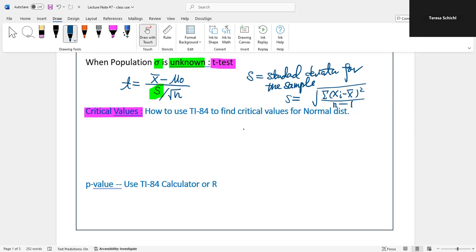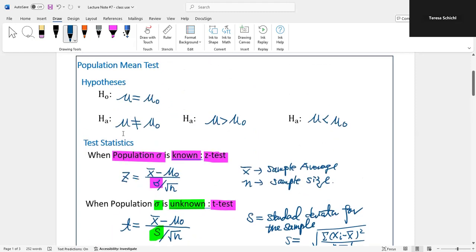So how do we use the critical values here? For any given alpha value, how do I find the critical value? It depends on whether you have one tail or two tails. Remember, if it's not equal, this is two tails, and the other two cases are one tail.